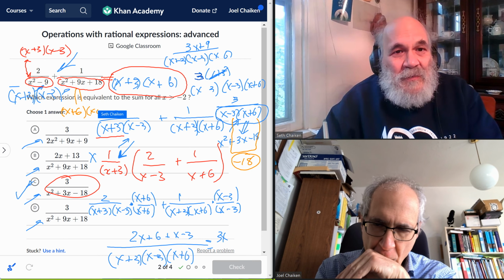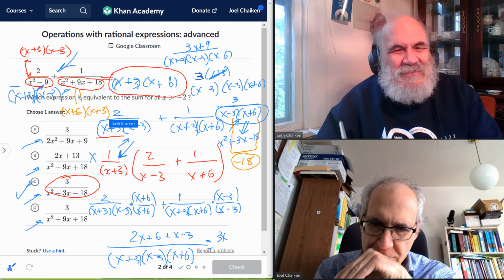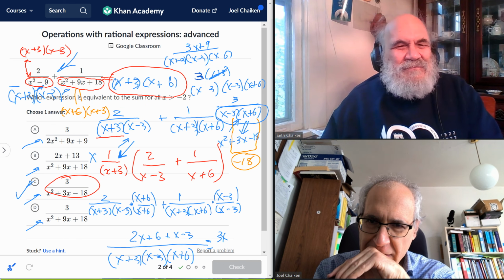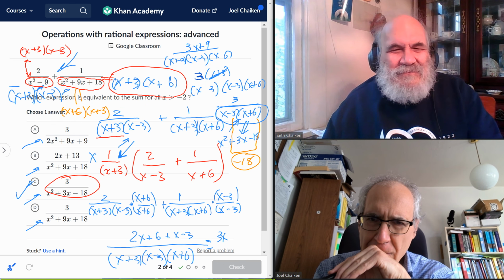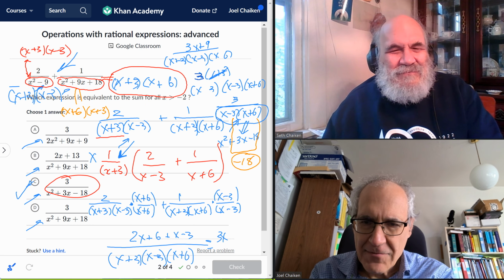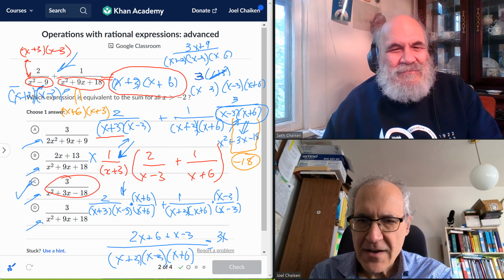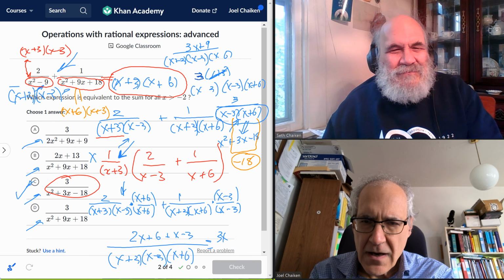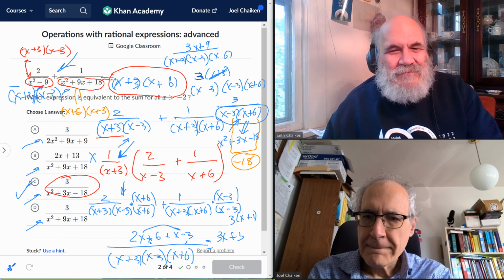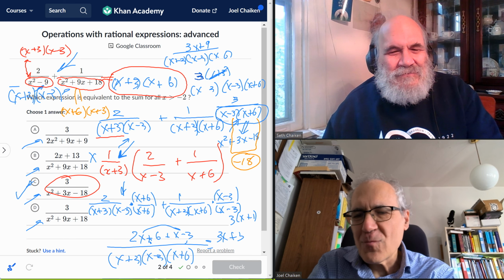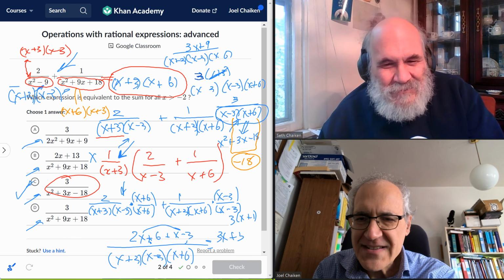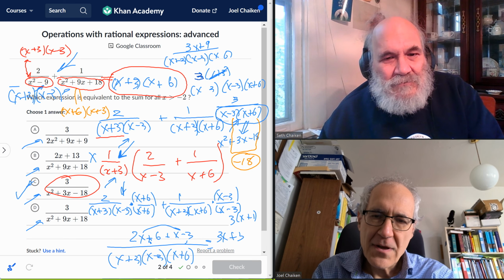Wait, what did I do wrong? I'm redoing the problem without factoring the x plus 3 out. This is 3x. This is 3x. This is a 6 minus 3, which only adds a 3, which is 3x plus 1, which can't be right. But anyway, it turns out that it wasn't totally necessary. You don't save that much time pulling out the x plus 3.